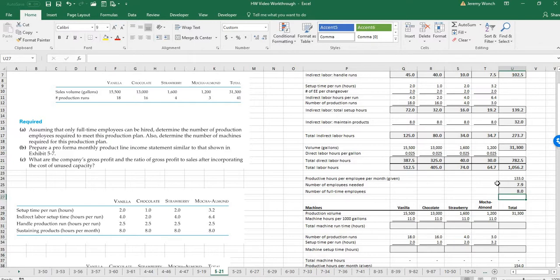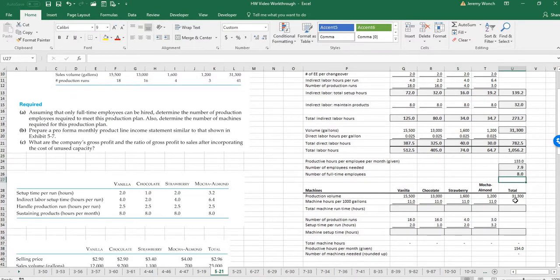And so 7.9 employees obviously rounds up to 8 full-time employees. So we really need 7.9 employees, but we're going to have to hire 8.